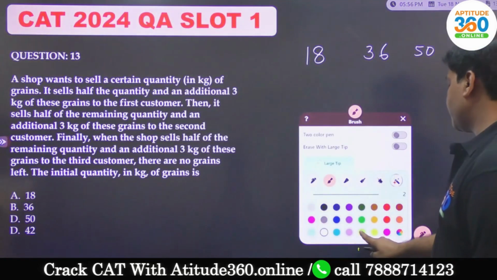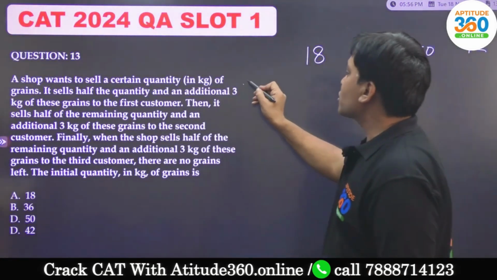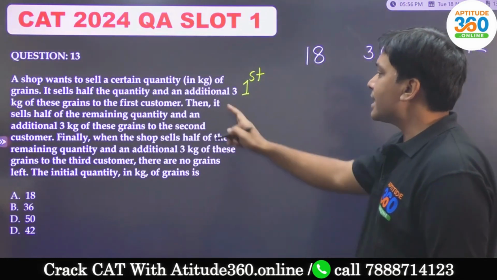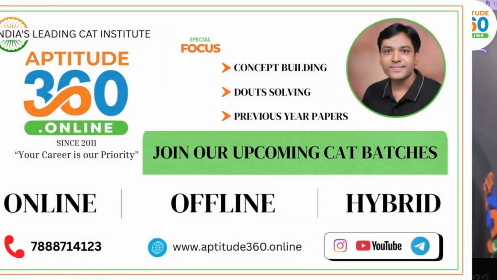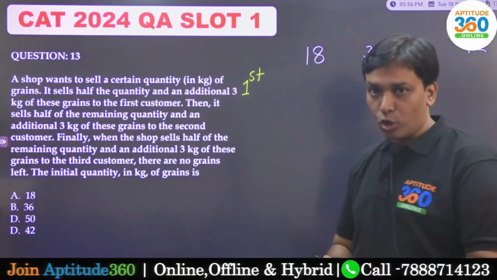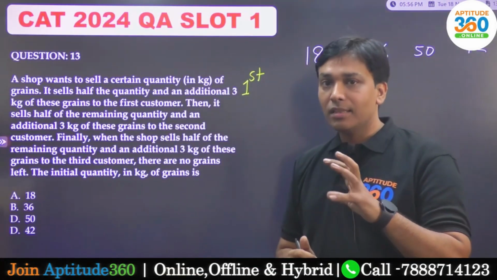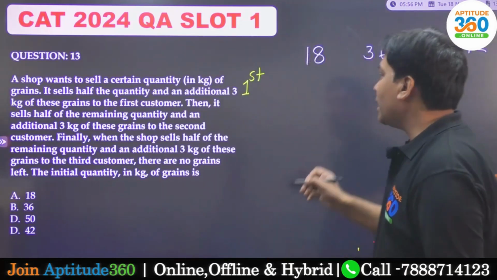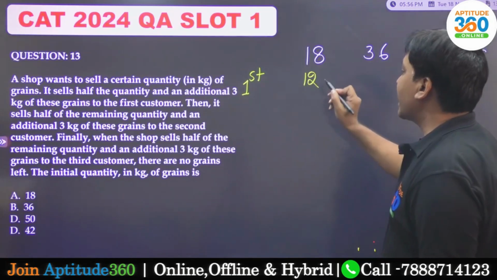Have a look at it. The first customer comes. So first customer gets half of it and an additional 3 kilograms. So half of it is going to be what? Half of 18 is 9 and additional 3 kilogram. 9 plus 3 is going to be 12. So the first customer takes 12.